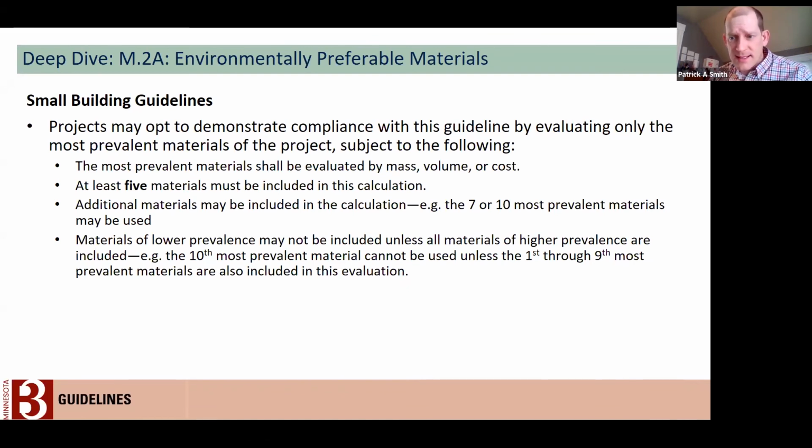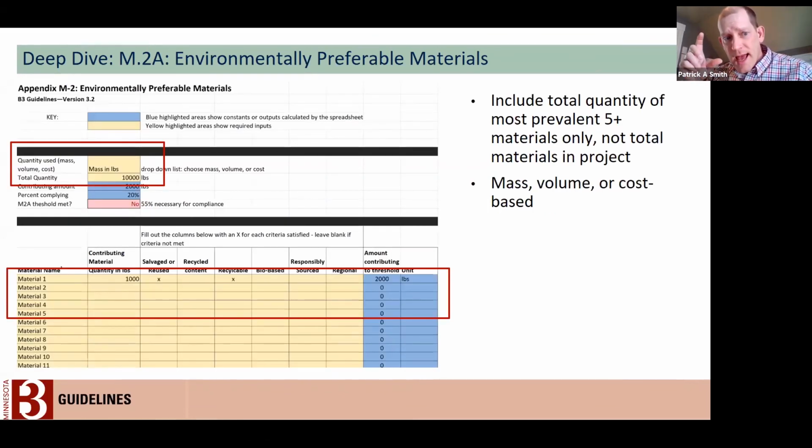And then if you flip to the next slide, it's important to note, looking at the listing of those materials, that you're looking for 55% of the sum of the total quantity for those top 5 materials. So the note at the top, the total quantity, we're actually looking for the quantity of the top 5. Let's just say the top 5 materials cost $1 million in a project. You would type in $1 million to that total quantity.